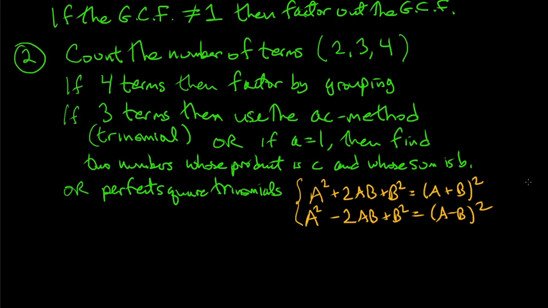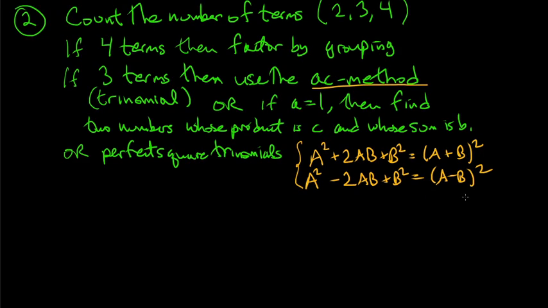Okay. So yeah, the trinomials are probably the most difficult simply because you have three options here. Of course, you can always just use the AC method, right? That might be a lot more difficult if it is a perfect square trinomial, but at least it will work eventually, right?